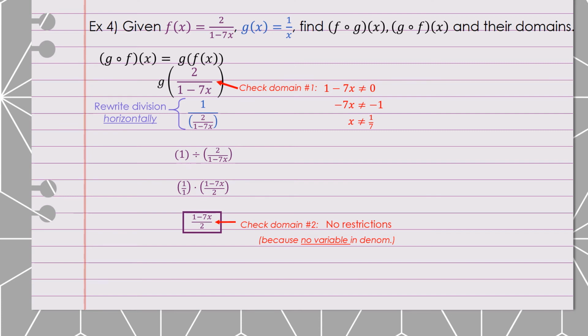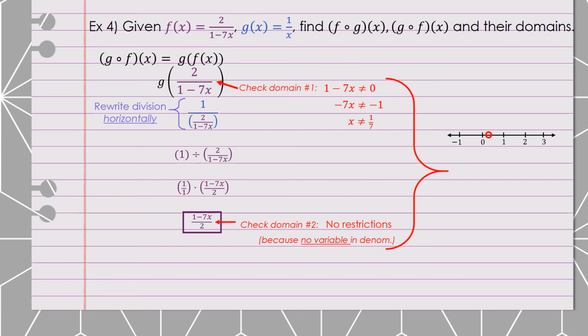So since we did our domain check number 1 and number 2, we are now ready to write the domain of the overall problem. Again, I suggest we look at the number line. Domain check number 1 says x cannot equal 1/7. Well, 1/7 is a fraction value that lives between 0 and 1. So I will place an open circle to represent where 1/7 lives on the number line.